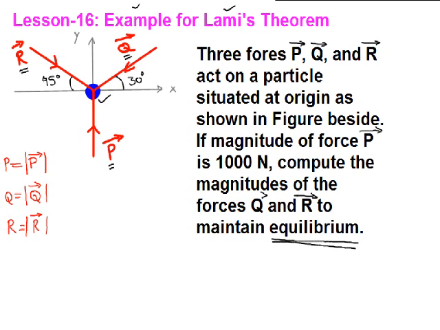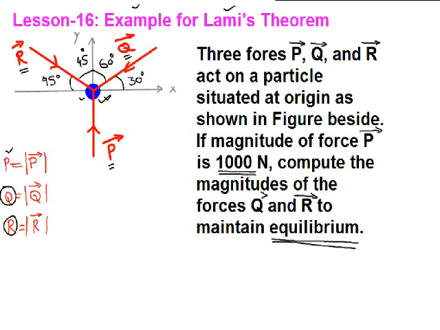We know the magnitude of one of the forces P, which is 1000 newtons, and we know all the angles. For example, this angle is 60 degrees and this angle is 45 degrees, and these two angles are 90. The angle here and the angle here are 90 degrees. So we know magnitude of one force, we know all the angles, and we are required to find out the magnitudes of the other two forces, which is a perfect example for application of Lami's theorem.